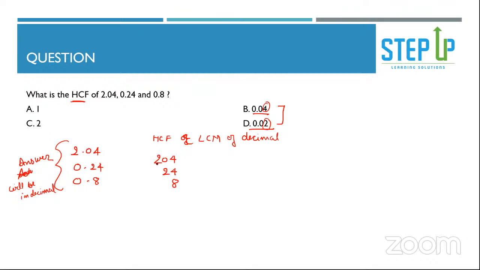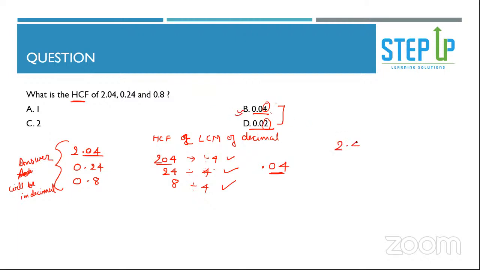Is 204 completely divisible by 4? Yes. Is 24 divisible by 4? Yes. Is 8 divisible by 4? Yes. Out of these two, 4 is the bigger number. So you take 4, and if you see in the question, there were 2 places after the decimal. So here also there should be 2 places after the decimal. Hence, that's why the answer is 0.04.